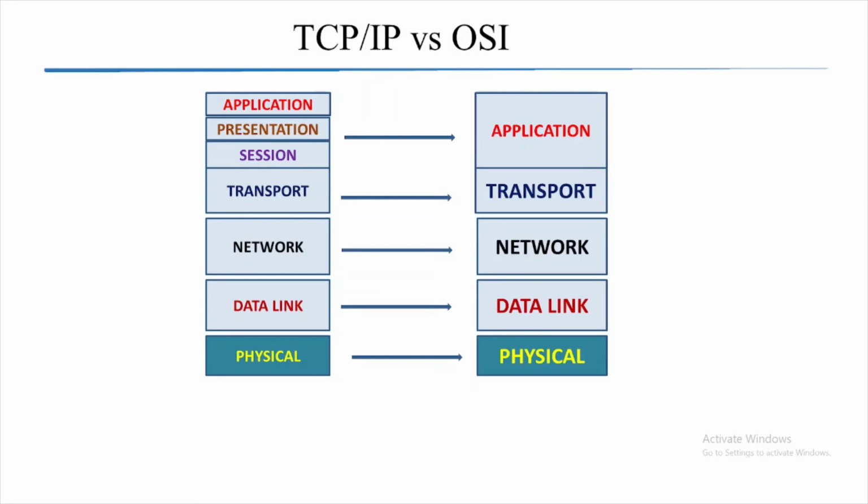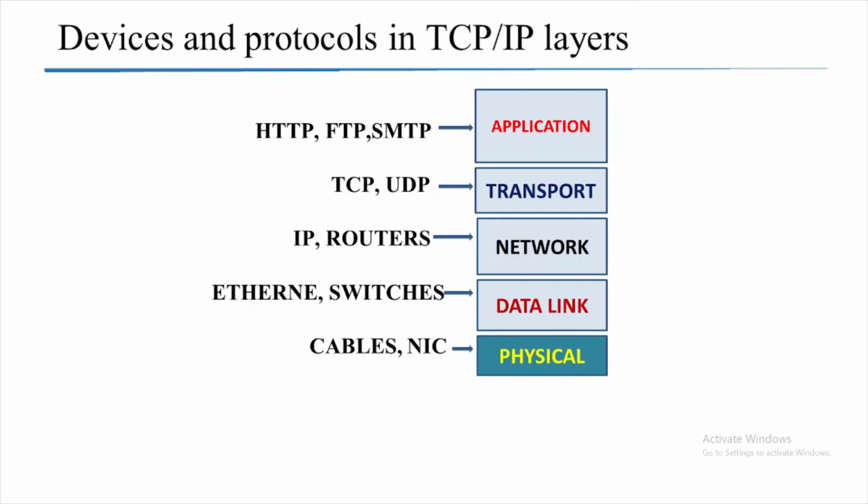So now let's see the devices and protocols in the TCP/IP layers. We have already seen them in the OSI reference model, but let me remind you of the devices and protocols that are in the TCP/IP layers. So in the first layer, which is the application layer, the protocols are HTTP, FTP, SMTP for mail, FTP for file transfer, HTTP for web, right? And the two most known protocols in the transport layer are TCP and UDP, Transmission Control Protocol and User Datagram Protocol, which are applicable for reliable and non-reliable connections.